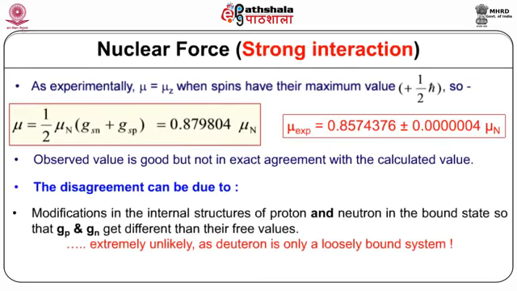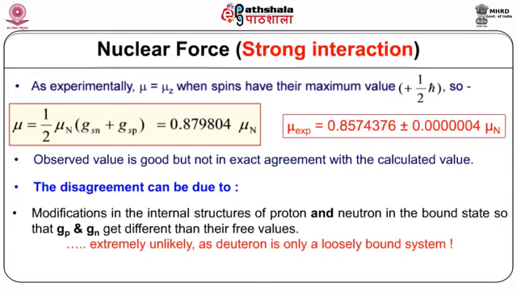Experimentally, mu is equal to mu z when spins have their maximum value, that is plus 1 by 2 h bar. So, because we define mu as equal to mu z, we know that by definition mu is equal to mu z in the state when m is equal to I. This we have seen in the definition of magnetic moment.